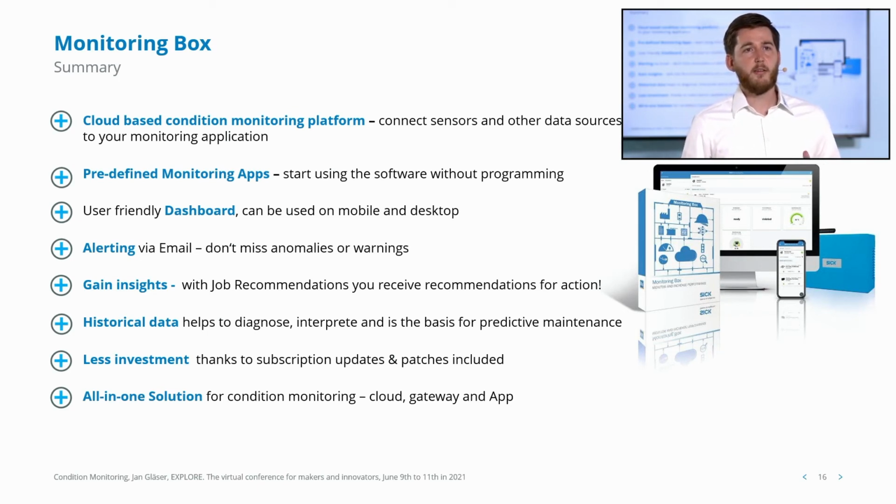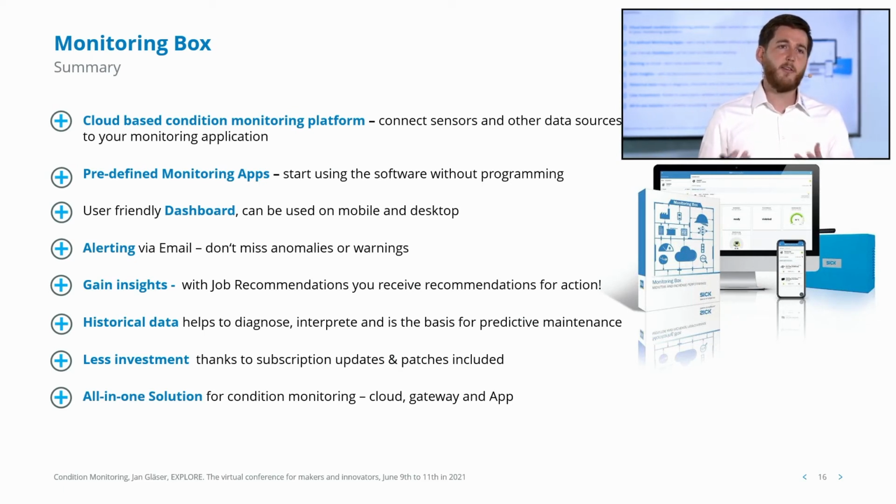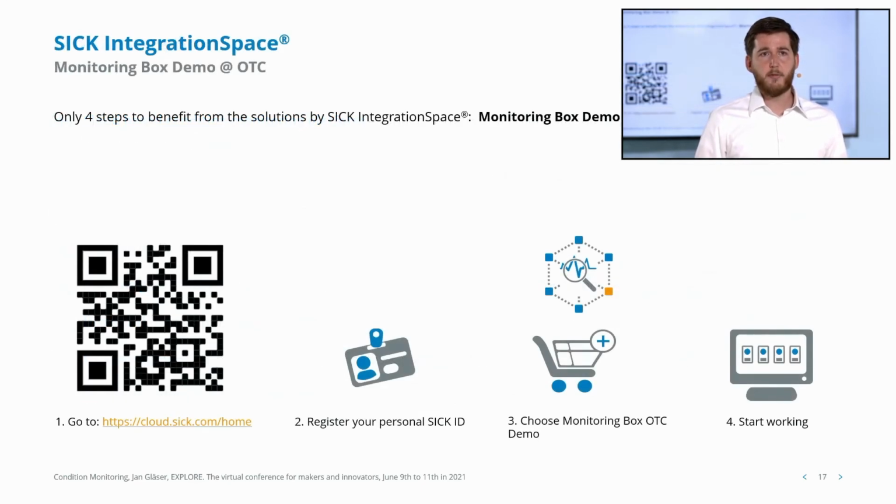You will get alerts, so if there is something going wrong, you get emails, for example. You get transparent insight of it, and if there is something going wrong, you can also check it out in the historical data, since when is there something wrong and what happens. All in all, it's an all-in-one solution from SICK for condition monitoring. It's cloud, it's a gateway, and it's the intelligence app where we show what's necessary, which data points are relevant to monitor.